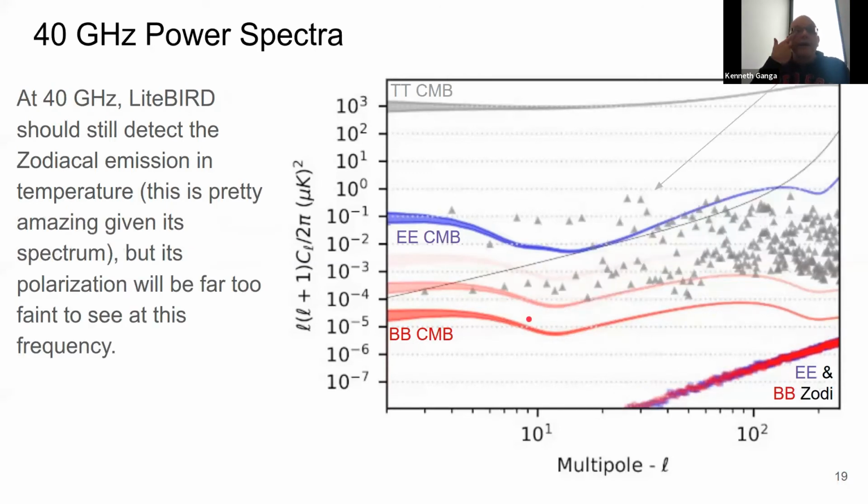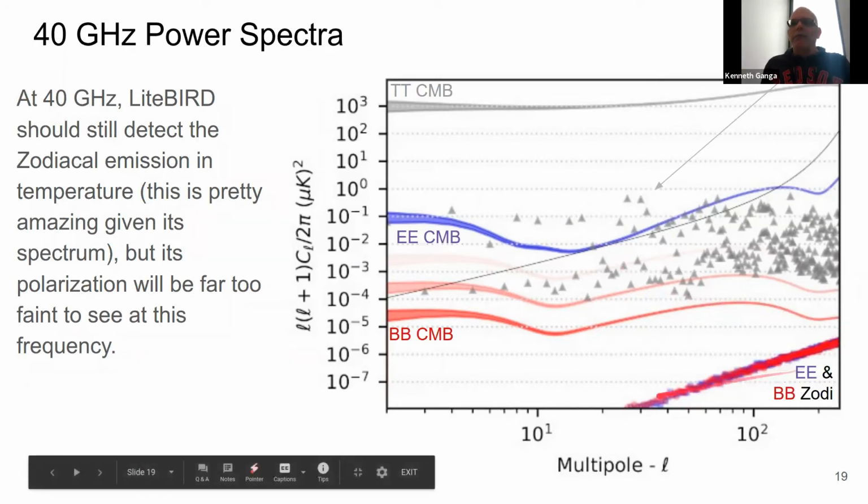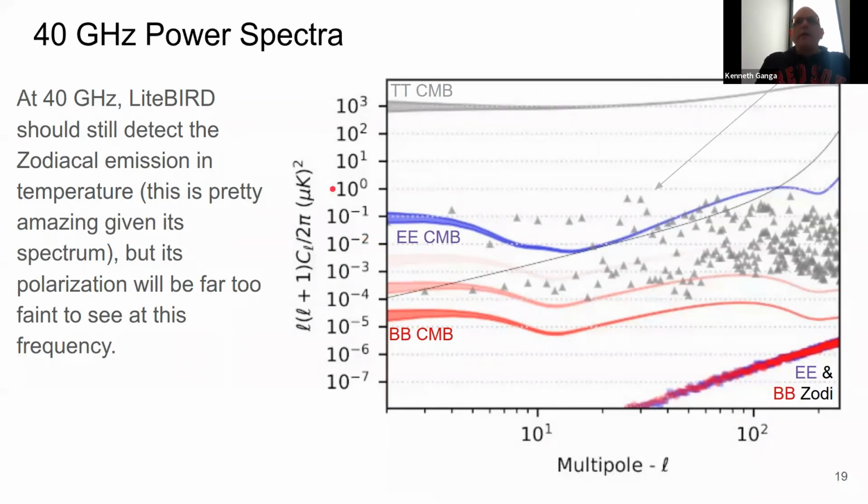And one of the things I found amazing at 40 gigahertz, so we're talking about centimeters, something like that. This is radio. We can still detect, there's this point, this point, this point. We can still detect the zodiacal emission. So we can detect this infrared thing in the radio, which is pretty amazing. It's a testament to the sensitivity that LiteBIRD is shooting for. And again, there's no problem with the polarization. So that's good to know.